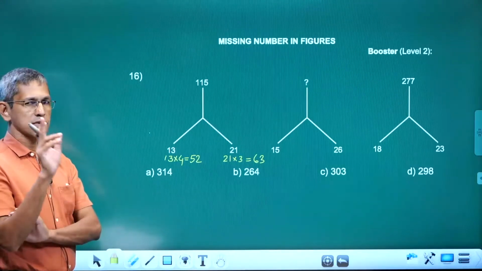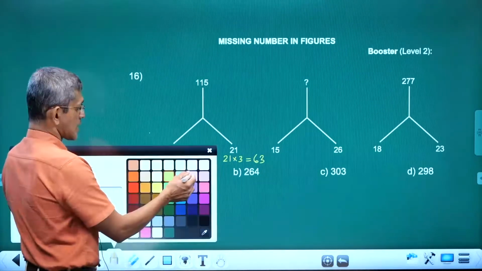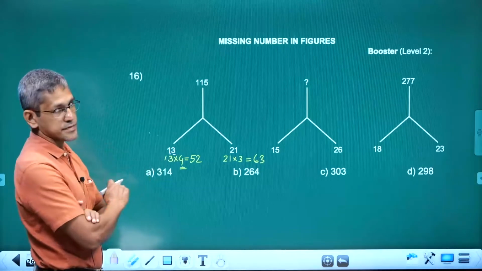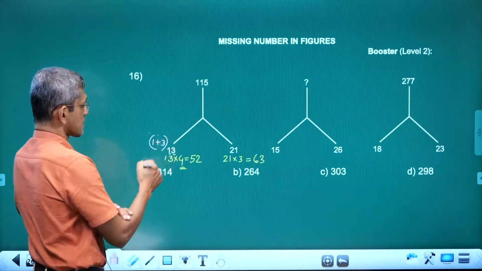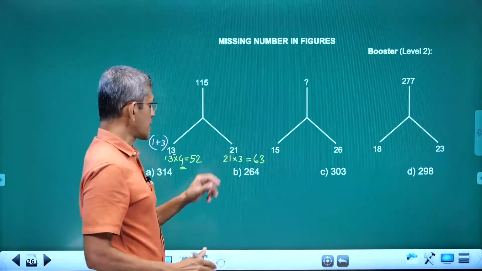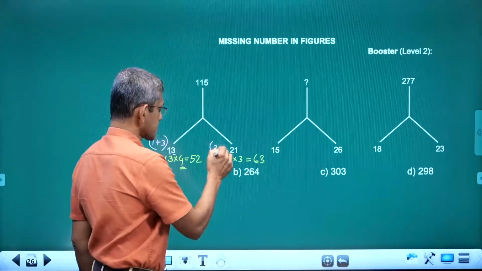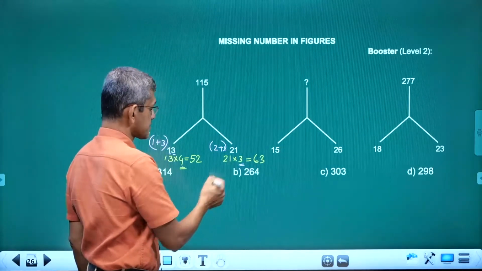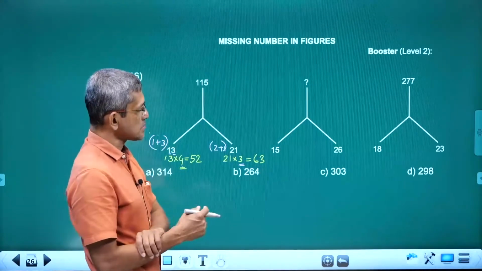I'm pretty sure you must have noticed. Where does this 4 come from? It comes from these two digits. 1 plus 3 is 4. See that? 1 plus 3. And here, 21 is multiplied by 3. So in 21, 2 plus 1 is 3. That's 21 into 3.